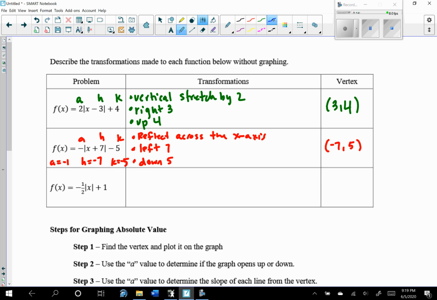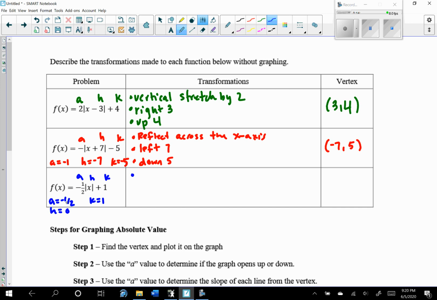So looking at this last one here, this is our A, then H is not there, and this is our K. So A is equal to -1/2. H in this case is 0 if it's not there, because remember, we're adding or subtracting something that doesn't make a difference, which is 0, unlike multiplication. So then our K value equals 1.